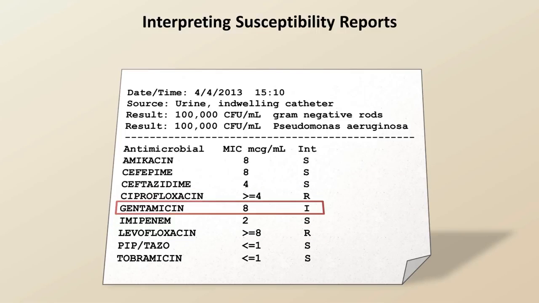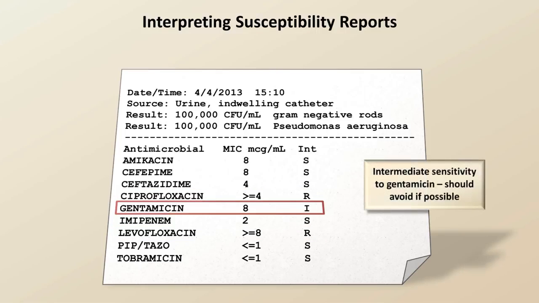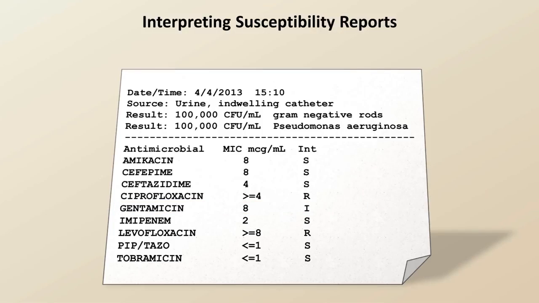As I said before, a report of intermediate sensitivity to an antibiotic means that antibiotic should generally be avoided if possible. This leaves amikacin, cefepime, ceftazidime, imipenem, piperacillin tazobactam, and tobramycin all as possible antibiotic choices. The exact choice will depend upon the patient's comorbidities, such as renal dysfunction, on preferred dosing frequency, any known drug allergies, the general side effect profile of each drug, and the hospital's list of formulary medications.